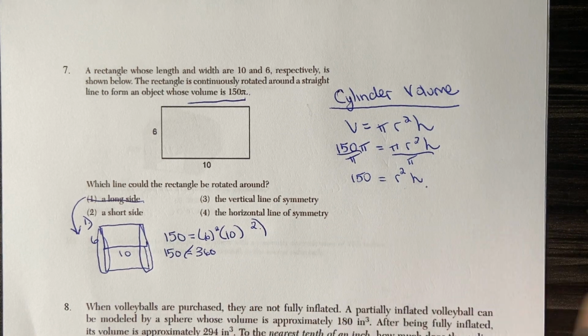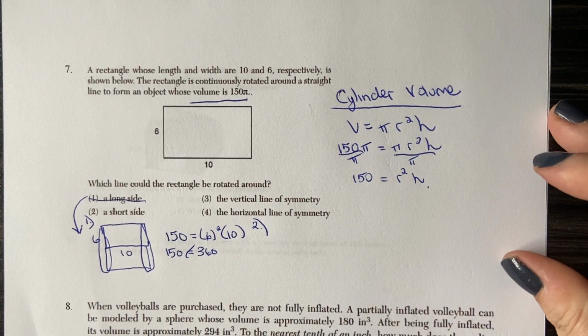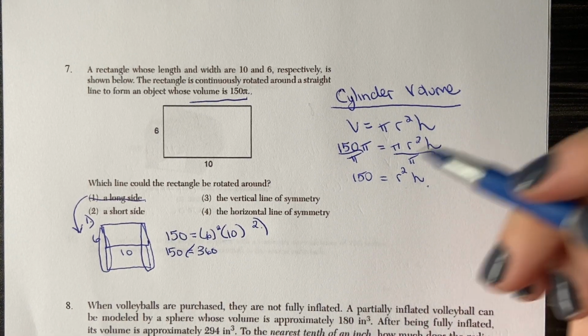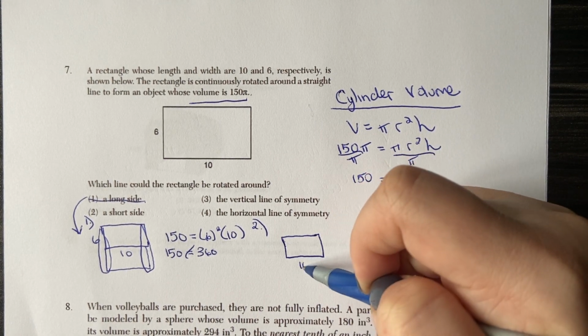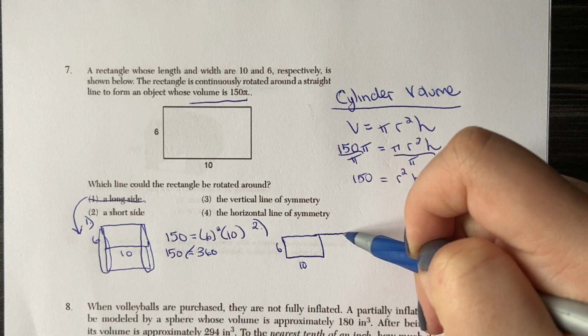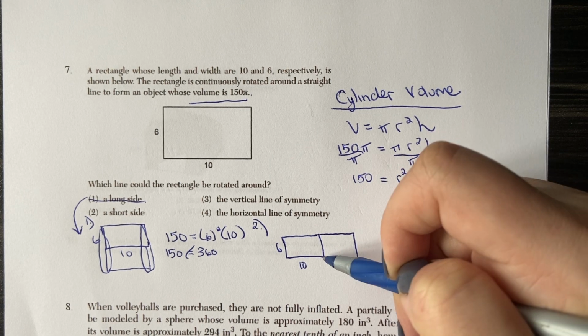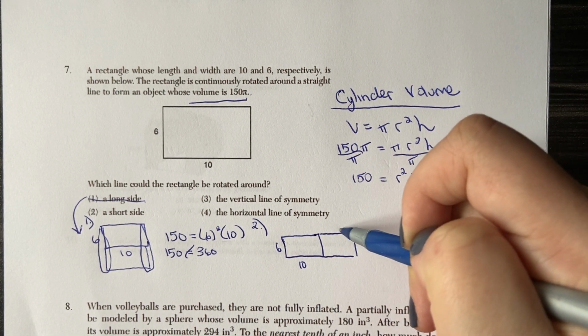So choice 2 says rotate it around a short side. If you rotate it around the short side, I'm going to draw it again. It's going to be reflecting over this way this time, and then it's going to spin around.